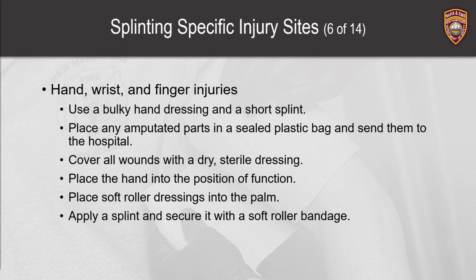If there is an amputation, then again, we're going to collect up any amputated pieces and place them in a sealed bag and try to keep the pieces cool as they get transported to the hospital with the patient. And again, any open wounds we're going to cover with dry sterile dressing. We want to try to place these injuries in what's called the position of function.